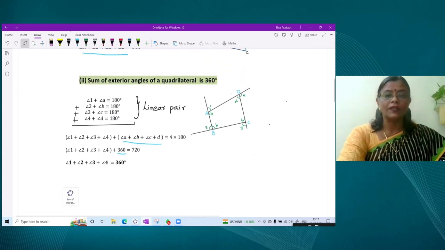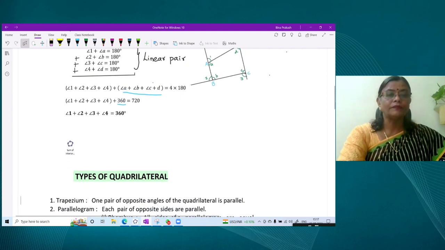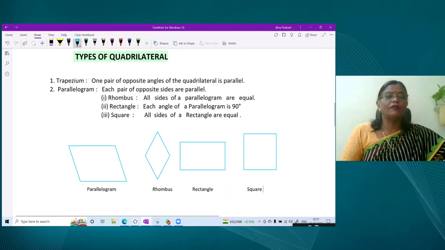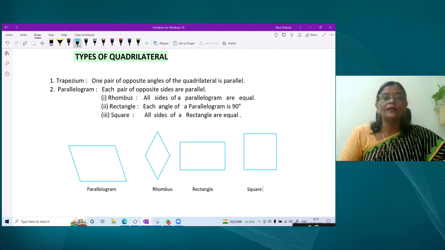Fine. So let's move ahead. Of course. Now we have types of quadrilateral. How many types? One is a trapezium. If one pair of opposite sides of a quadrilateral is parallel, that is, this quadrilateral has one pair parallel, then it is known as a trapezium. The next one is the parallelogram. In a parallelogram, each pair of opposite sides are parallel. Both the pairs are parallel.